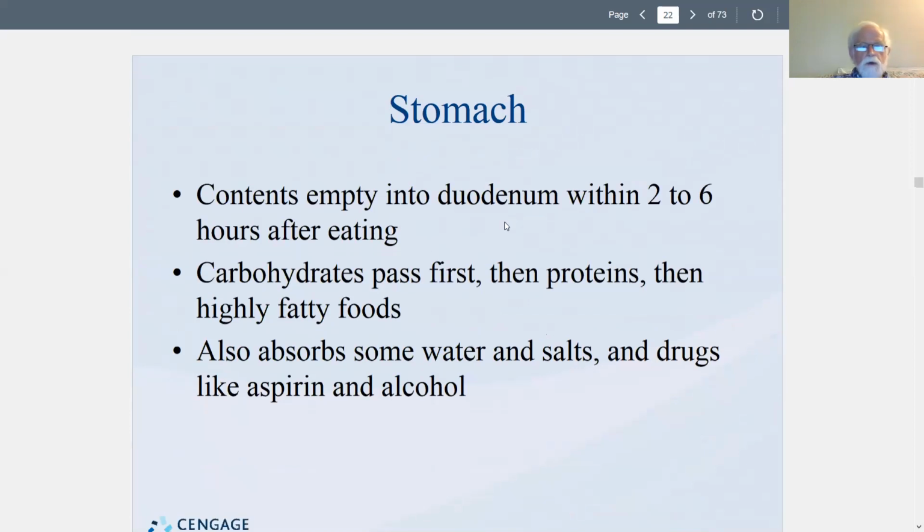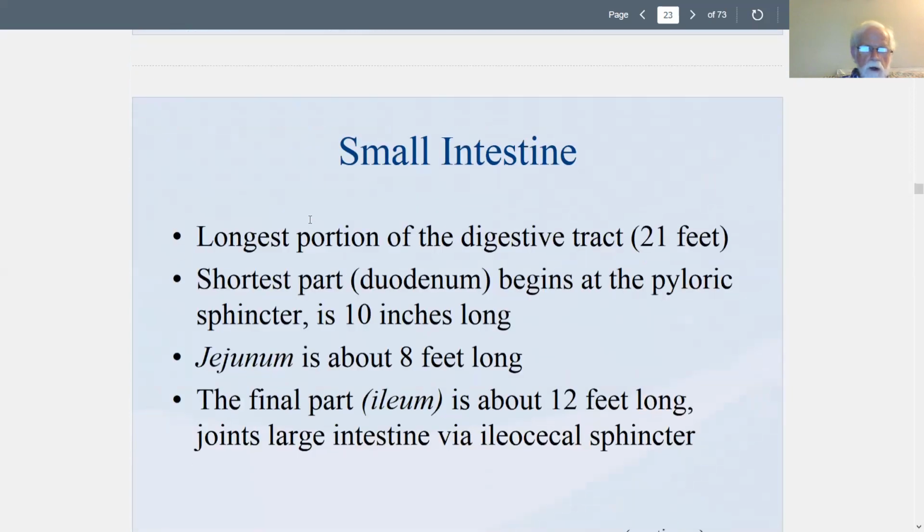Within 2 to 6 hours after eating, the contents of the stomach will move to the duodenum, and then carbohydrates will go first, then proteins, then the fatty foods. It also absorbs some water and salts, and drugs like aspirin and alcohol are absorbed in the stomach.